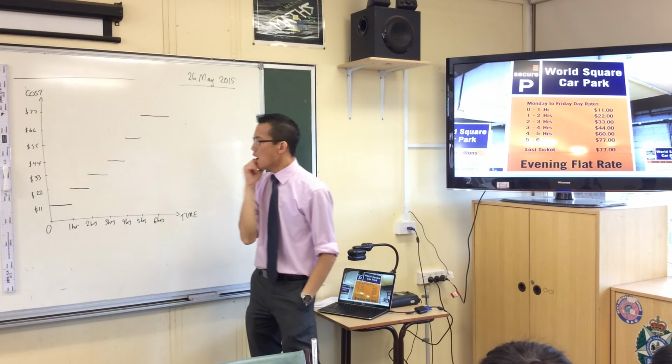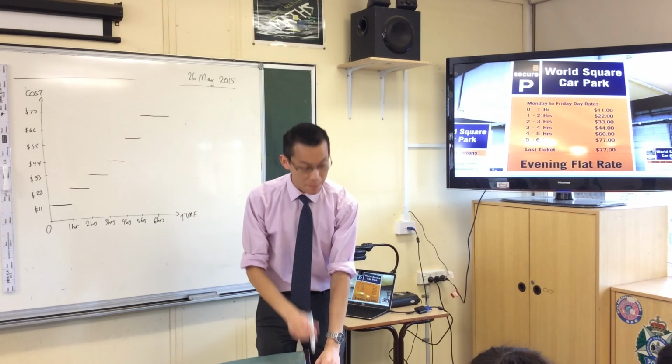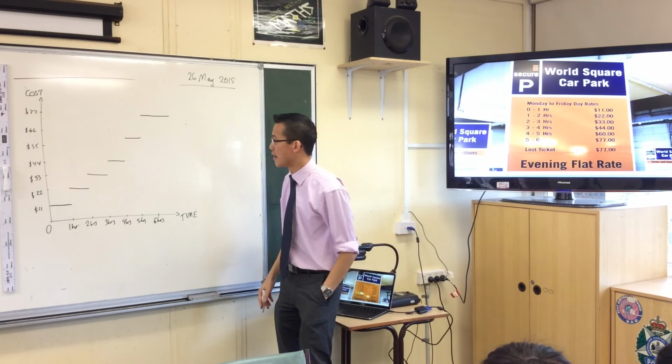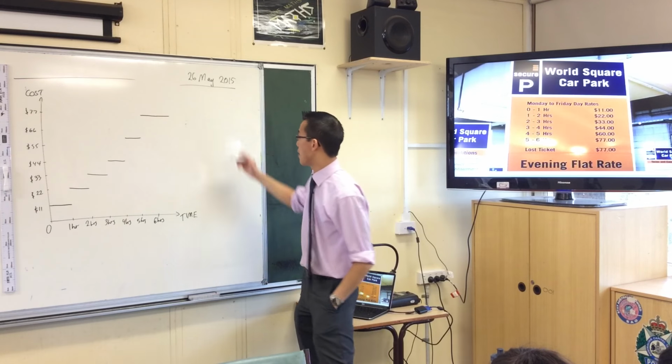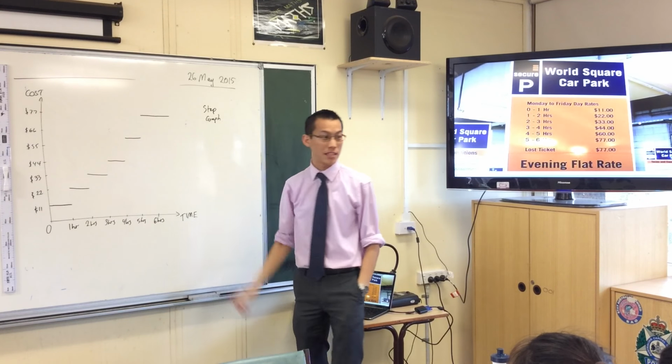Okay? All right, now, this thing here, this has a name. Because of this very predictable kind of shape that we've got here, does anyone know what it's called? Starts with an S. It's called a step graph. This is a step graph, right? Because it literally looks like a set of steps going up.